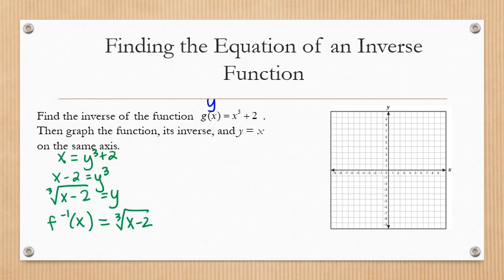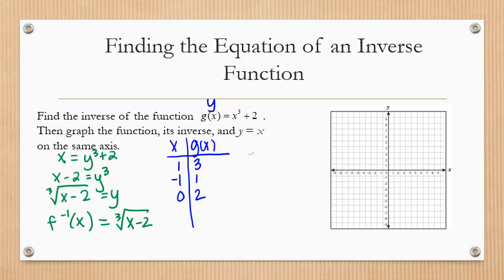Now when I go to graph these, first I'll graph y equals x cubed plus 2. I'm going to just substitute in some points for that. So when I substitute in, for example, 1, I'll get 1 cubed plus 2, which gives me 3. When I substitute in negative 1, I get negative 1 cubed, which is negative 1, plus 2, which gives me 1. When I substitute in 0, I get 0 cubed plus 2, which is 2. That should hopefully be enough.